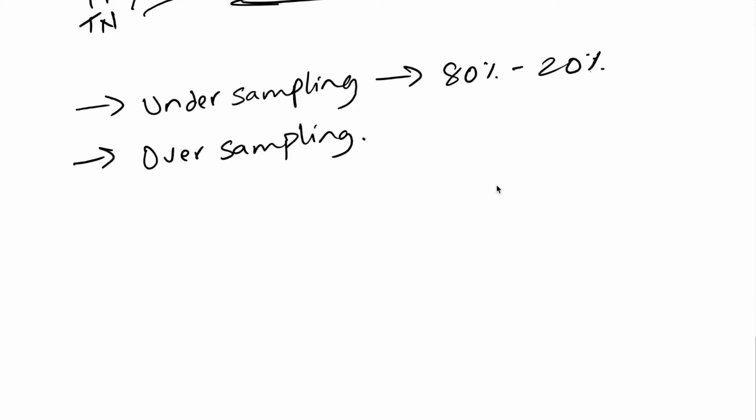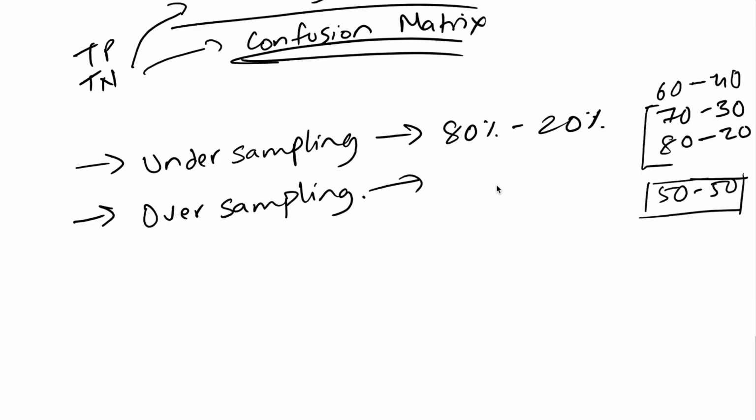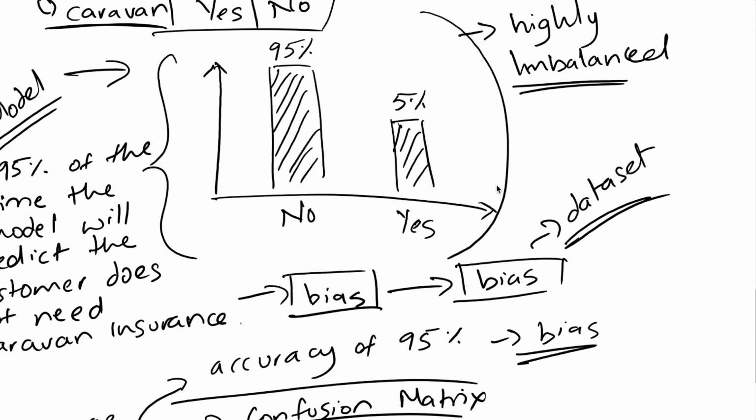So usually when you're trying to balance your data, you can do a 60-40 split or a 70-30 split or a 80-20 split. Now people usually do 70-30 or an 80-20 split when we're working with highly imbalanced data set, but never do a 50-50 split. Now when we're working with oversampling, what you're doing is that you're creating random rows to increase the number of your yes.